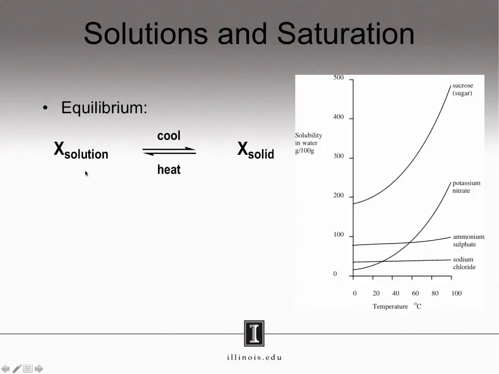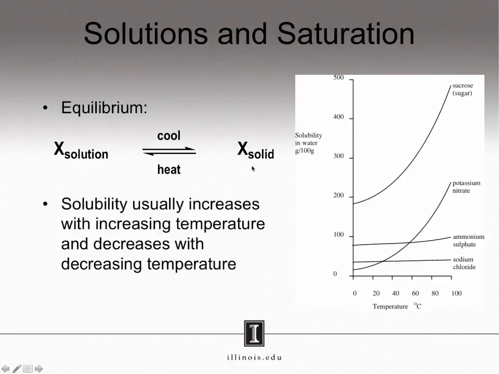Whether our solute favors being in solution or favors being a solid depends on the temperature. For solids, generally, as the temperature of the solvent increases, our solubility also increases. As the temperature of our solvent decreases, the solubility of our solute also decreases. We can see that on the graph here on the right. If we look at sugar again, as we go from left to right, the solubility of sugar increases dramatically.